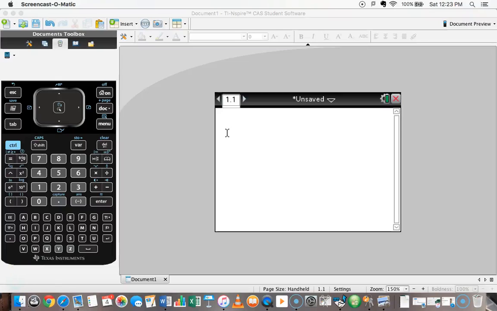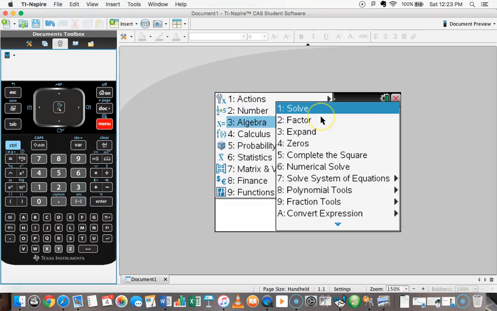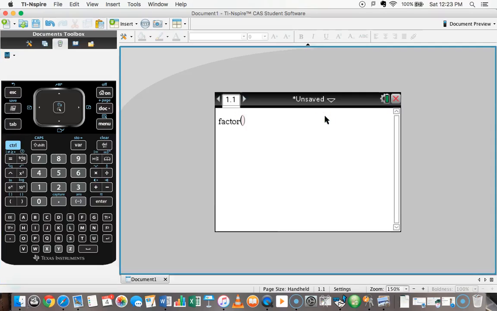So before we go any further, I just want to quickly check that you remember how to factorize using your CAS. In calculator mode, factor is under algebra in the menu. You press 3 next to solve, click factor, and type in whatever expression we are asked to factorize.